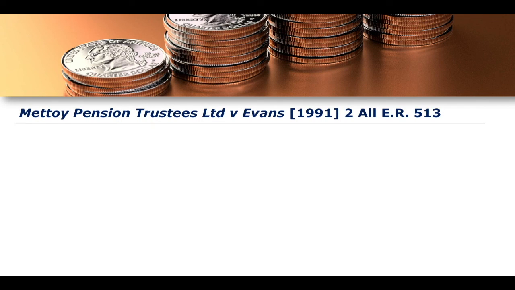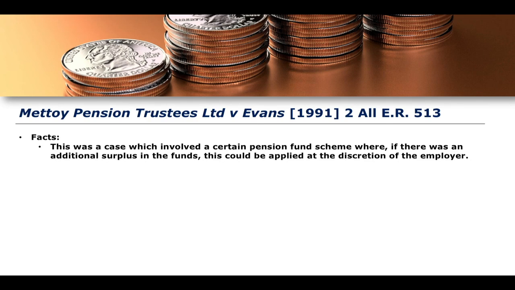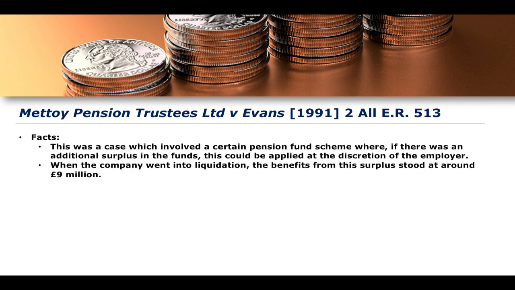And so let's just finish on a case which illustrates some of these points in a little bit more detail. The case of Mettoy Pension Trustees from 1991. In this case, we have a certain pension fund scheme where essentially if there was an additional surplus of funds in the corporation, this could be applied at the discretion of the employer. So the employer has a certain amount of discretion to do with any additional surplus what you see fit. When the company then went into liquidation, the benefits from this surplus stood at a hefty £9 million, so quite a significant amount of money.